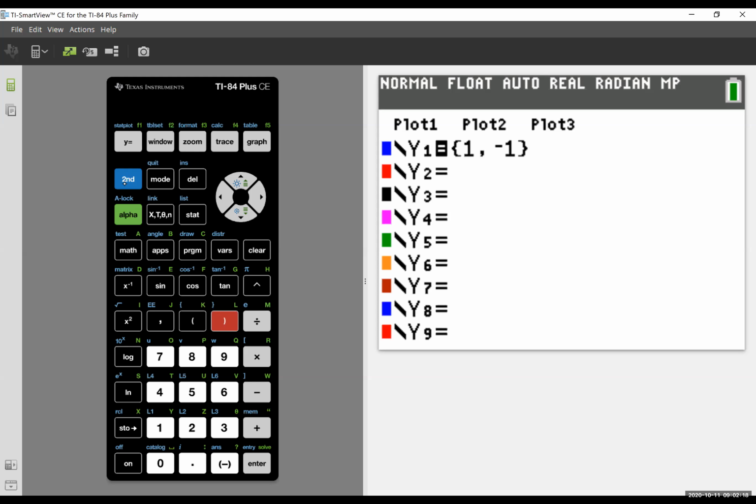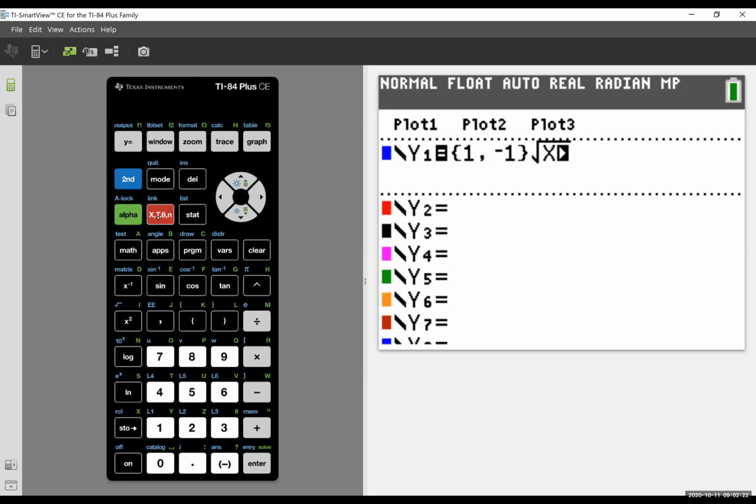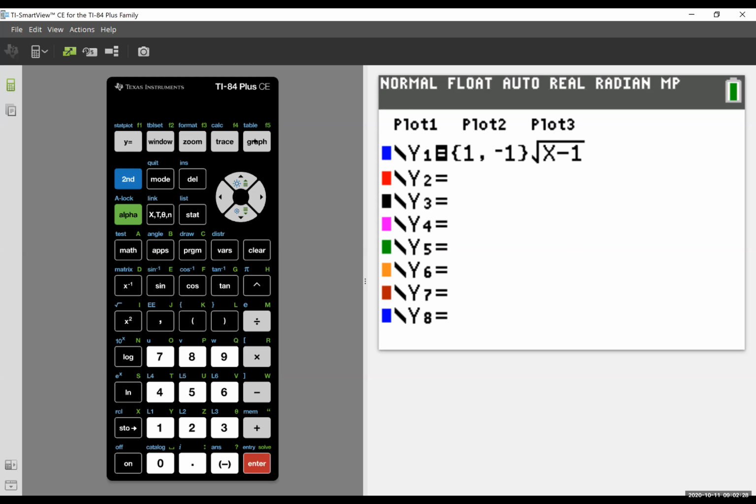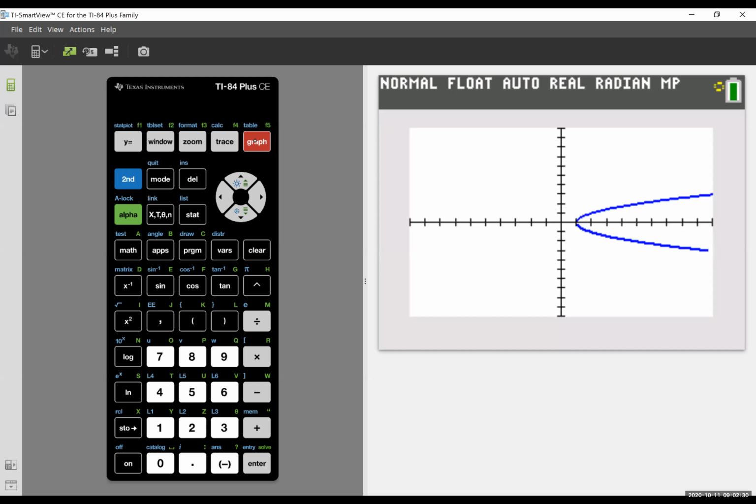Now we're looking at the square root, so that's second, x squared. And then we're going to type in our variable, x minus 1. Press enter. And if you want to graph it, you see that it does look pretty darn close to what we have. So I'll flip back so I can show you. It is correct. It's opening up. Take a look.